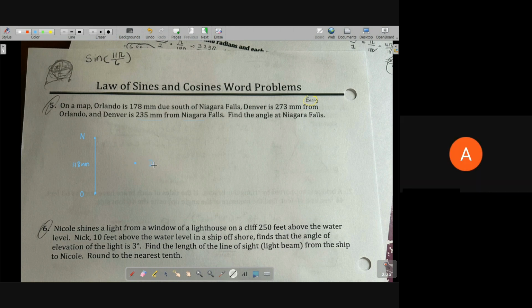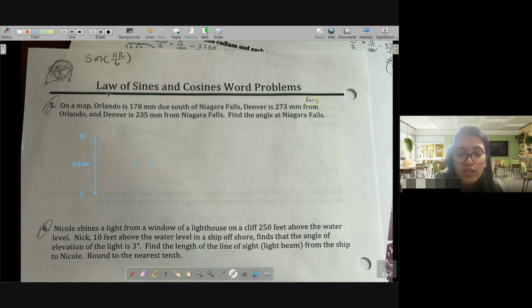Wait, why is 178 between N and O? Why is what between N and O? 178. Because it says Orlando is 178 millimeters due south of Niagara Falls. Okay. Then Denver is 273 millimeters from Orlando, and it is 235 millimeters from Niagara Falls. So it will be somewhere here in between. And if we take the scale into account, 235 is almost double of 178. So let's draw it somewhere here.